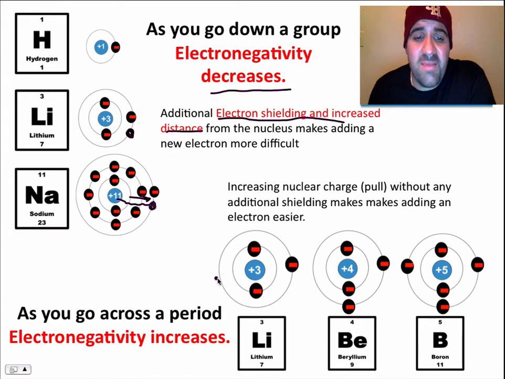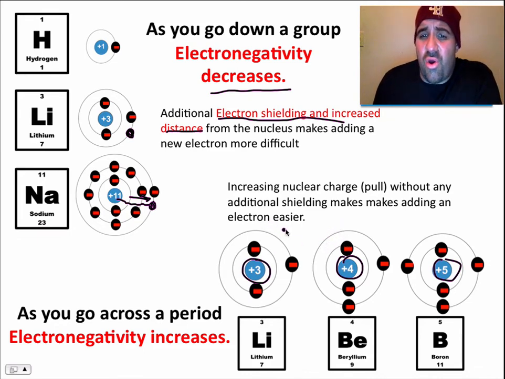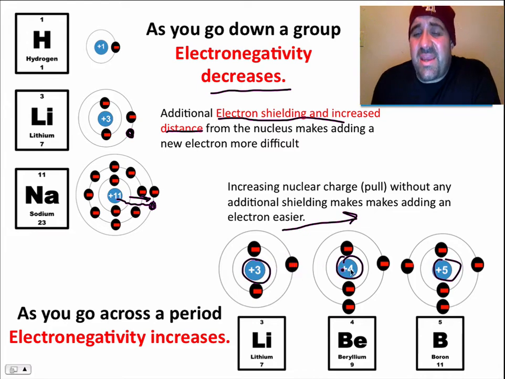And as we go across the periodic table, again we have an increase in nuclear charge, plus 3, plus 4, plus 5. The pull of the nucleus is getting stronger. There isn't any additional electron shielding, and the distance to the nucleus is not changing. This means as you go across the periodic table, these elements can attract electrons more easily. They can pull them in and basically capture free roaming electrons, and it gets easier as you go across.